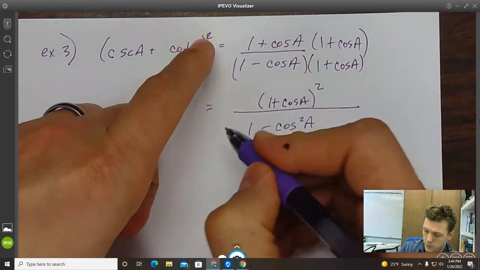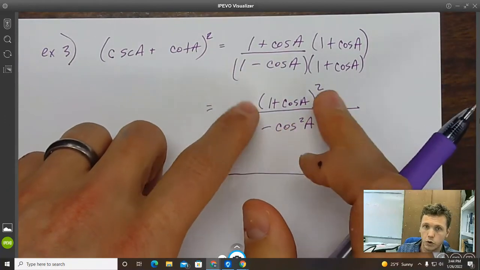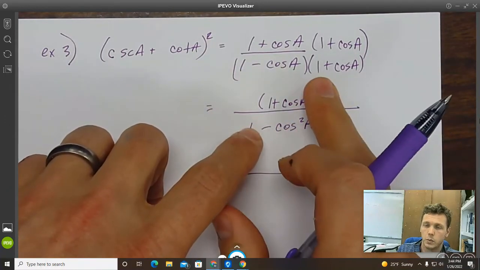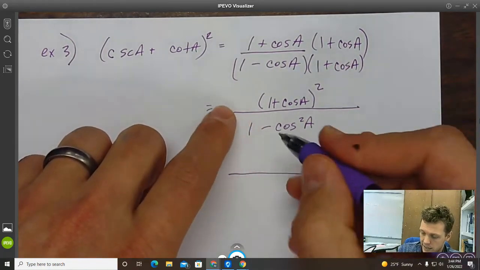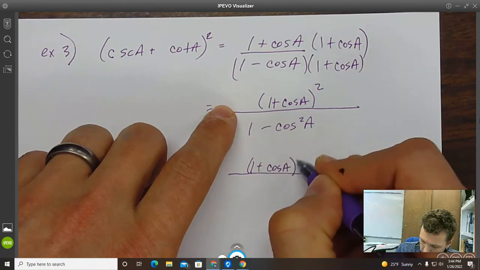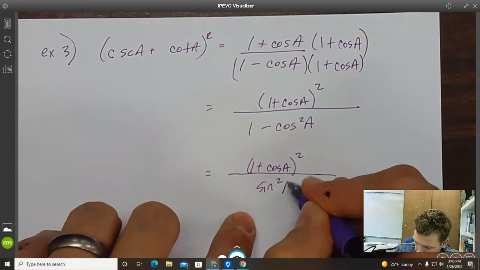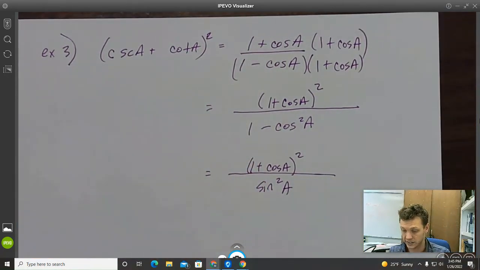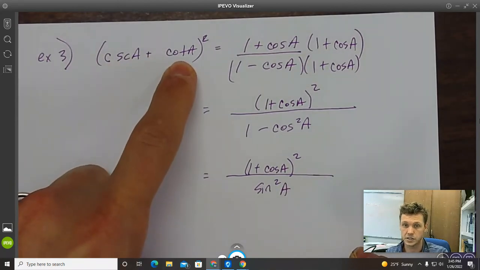Now, the denominator. Remember we talked about we want to multiply those together because more often than not, when we multiply by conjugates, it's going to give us that Pythagorean identity. So 1 minus cosine squared of a is just going to be sine squared. Now, keep in mind what we're trying to get. We're trying to get cosecant, and we're trying to get cotangent.